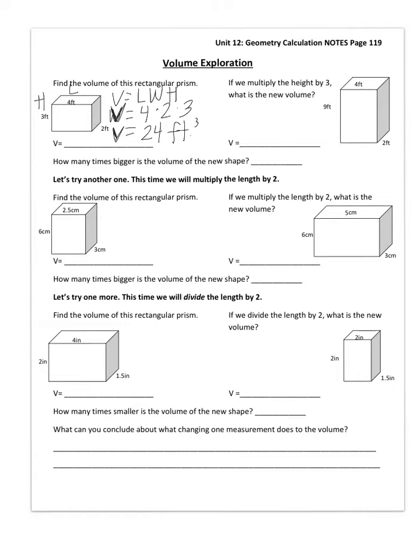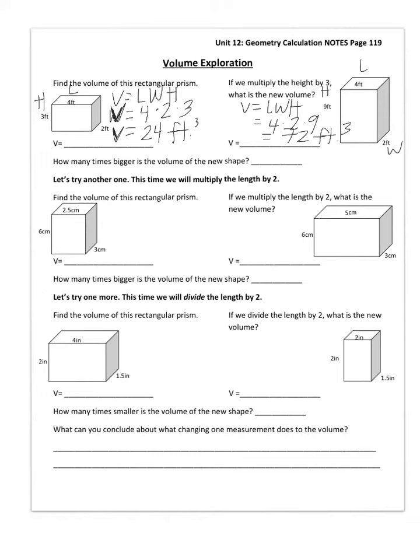Okay, so now the question says if we multiply the height by 3, what is the new volume? So the height is now 9. The length is still 4, and 2 is still the width. So the formula is length times width times height. So 4 times 2 times 9. So you get 8 times 9, which is 72 feet cubed.